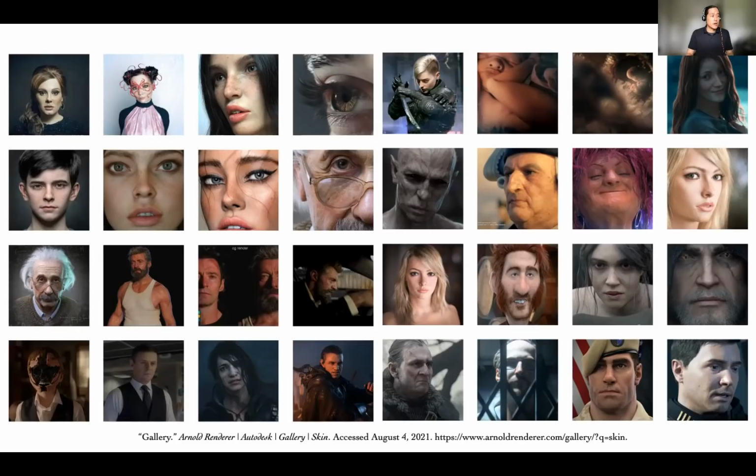All right, and if we go back to the Arnold renderer, their website actually has a gallery of user results that has been generated from their software. You can see it here. And you can see what is a proper use of their technology, right? Again, this is all white humans. So this is what the technology was developed for.